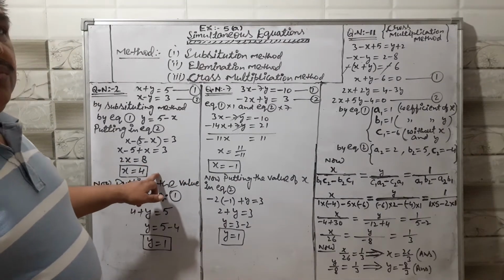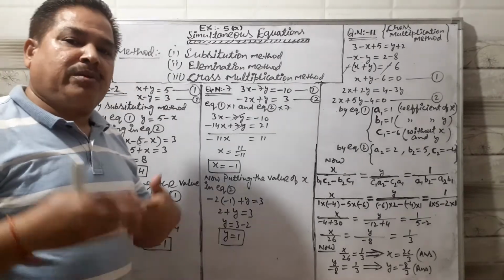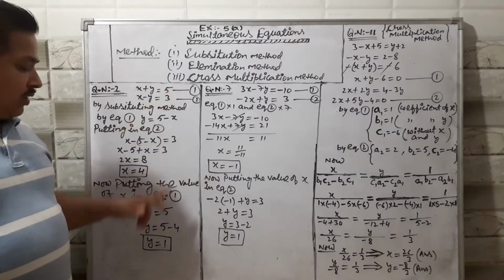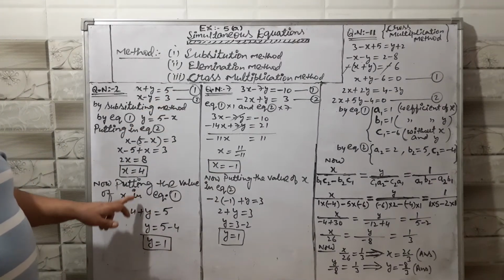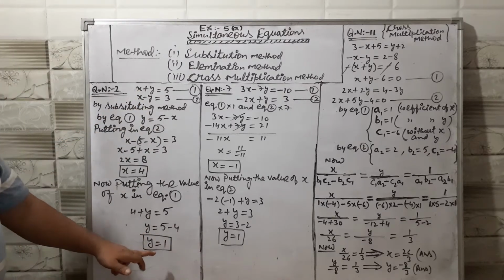Now put this value in any one of the equations. Either put in 1 or you can put in 2. So I am putting this value in equation number 1. So in place of x you will write 4. So the y value will come 1.